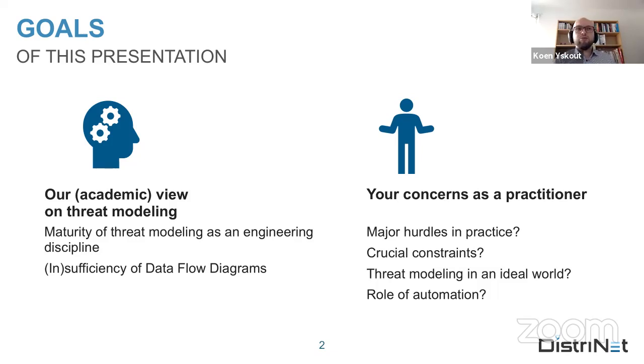And for you, what we would like to know is, what are your concerns regarding threat modeling as a practitioner? What are the major hurdles that you encounter, crucial constraints that we should take into account as researchers? How would threat modeling happen in an ideal world? Well, not the idealistic world where there are no attackers, but what would be the best way to do threat modeling according to you, forgetting all the practical constraints? And especially interesting for us, because we try to focus on automation, is how do you see the role of automation in threat modeling?